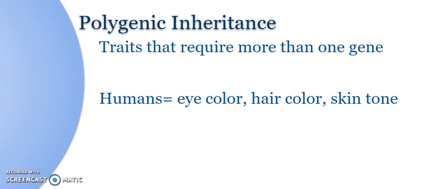Same thing with hair color and skin tone and a variety of other traits in humans that require more than one gene to give you that particular phenotype or trait. That's why we refer to a lot of them as polygenic.